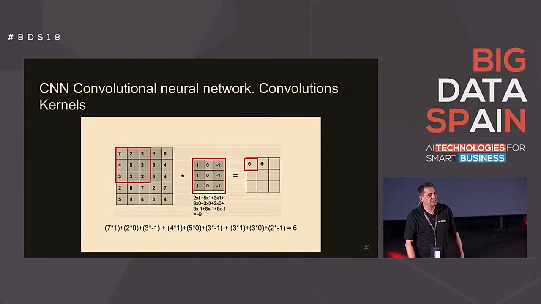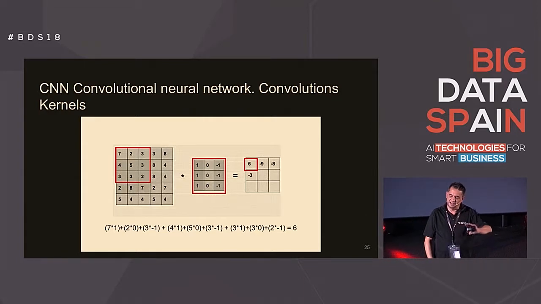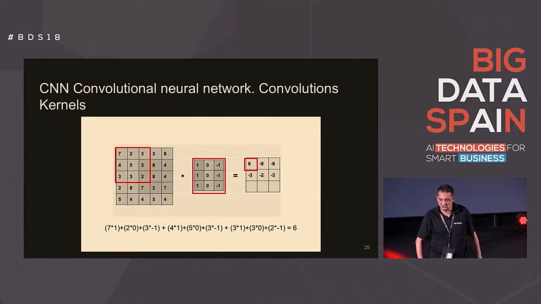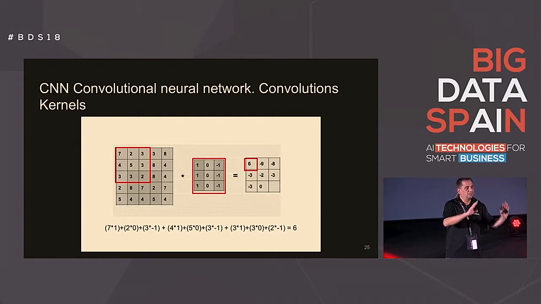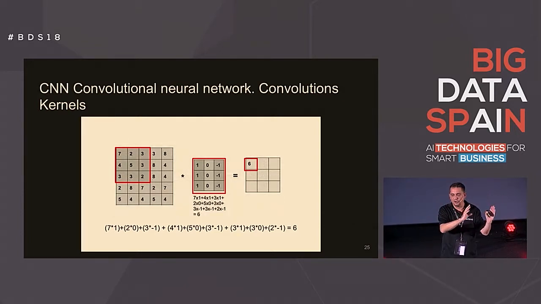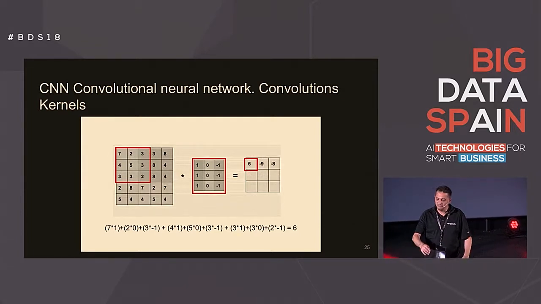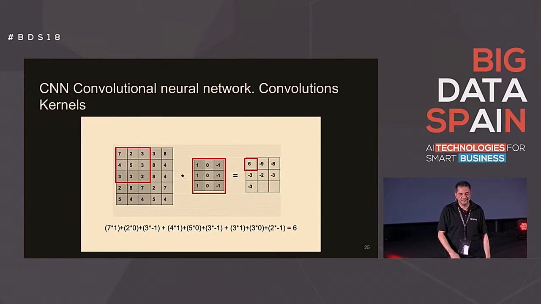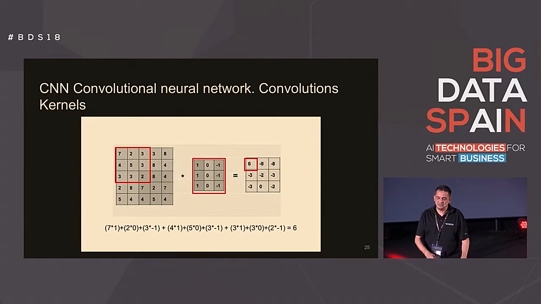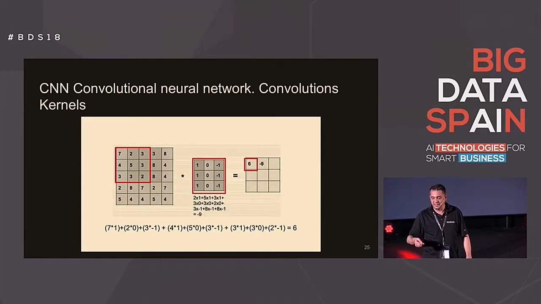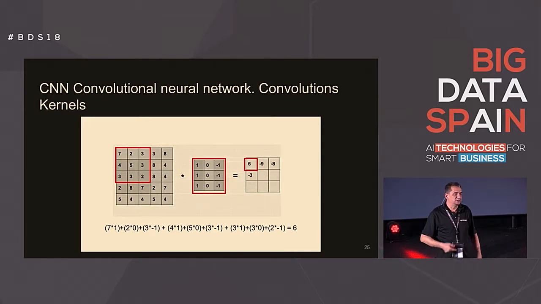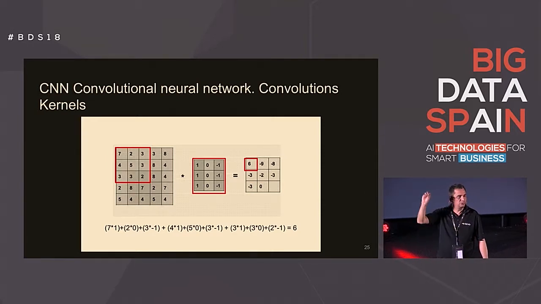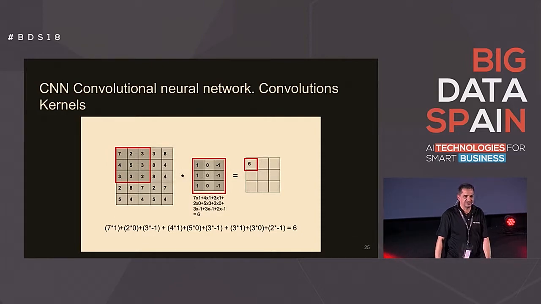You can have an image in the left part of the presentation, and you can move the kernel across all the image and make this operation that you can see in the first steps, 7 times 1 plus 2 times 0, and the final result goes to the final convolution matrix.